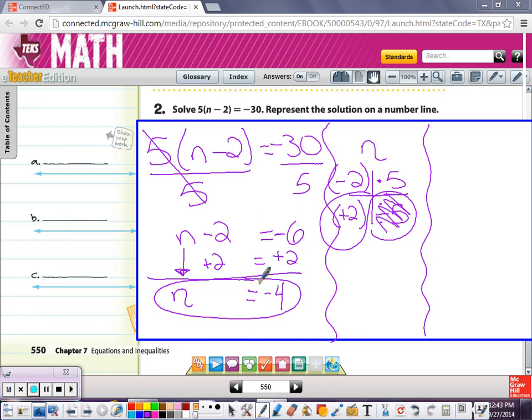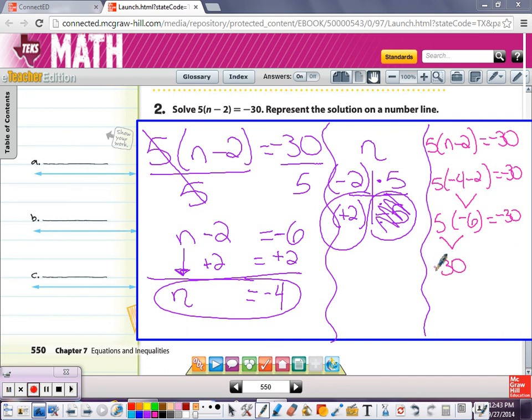Let's go ahead and check our work, everyone's favorite part. And we have 5 times n minus 2. We hope equals negative 30. We think that n is negative 4. So wherever I see a negative 4, I'll plug it into my equation. Using PEMDAS, negative 4 minus 2 will come first. If I'm at negative 4 and I go to the left or in the minus direction 2 more spaces, I end up at negative 6. Using multiplication, 5 times 6 is 30. A positive times a negative is a negative. And negative 30 does equal negative 30. So this is a true statement, which means my solution is the correct one.